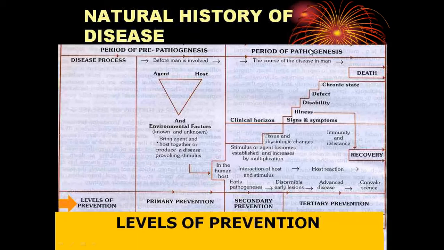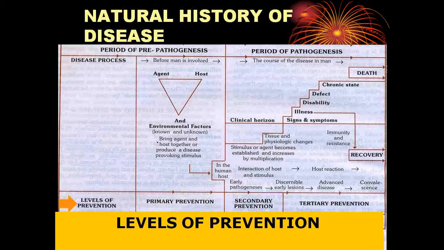Pre-pathogenesis and pathogenesis. I told you how the epidemiological triad is important for causing the disease in the human host or entering the human host. After entering the human host, they can go to various steps, ultimately cause death, or on the other end of the spectrum, they can cause recovery. But if you look down in the diagram, you will find that levels of prevention are marked as per the stages of pre and pathogenesis.